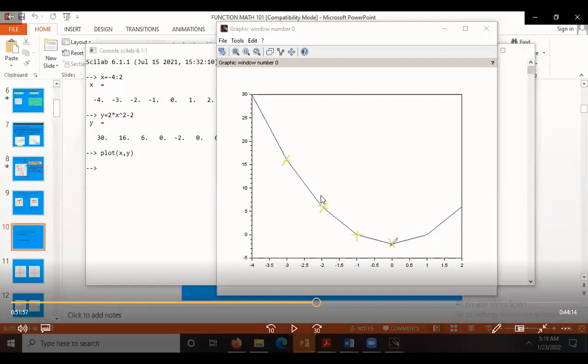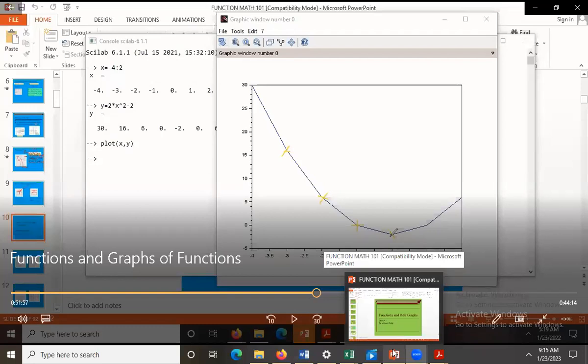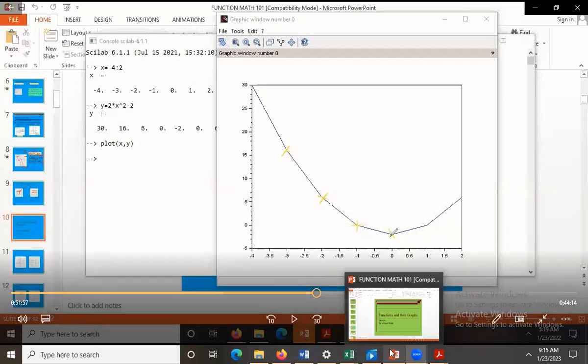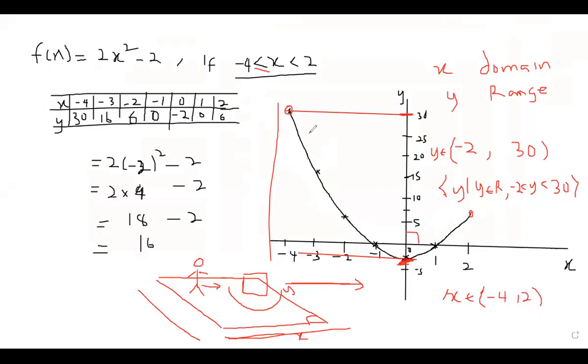Let me do this. I want to display the manual and the computer display at the same time. Let me see if I can display the screen. Okay, it's unfortunate we can't bring both at the same time. But you see the graph we obtained. This is the graph we obtained. And then this is the computer display. You can see it's the same thing we had.